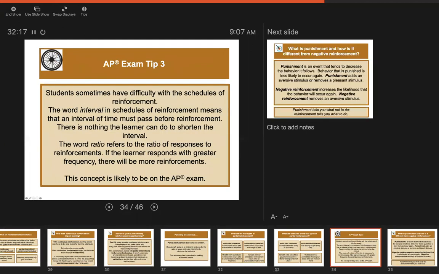So, an exam tip for the AP exam if you take it. Students sometimes have difficulty with the schedules of reinforcement. The word interval in schedules of reinforcement means an interval of time. When you see interval, you should be thinking time. So an interval of time must pass before reinforcement. There's nothing the learner can do to shorten the interval. The word ratio refers to the ratio of responses to reinforcements. If the learner responds with greater frequency, there will be more reinforcements. This is a concept that is likely to show up on the AP exam.